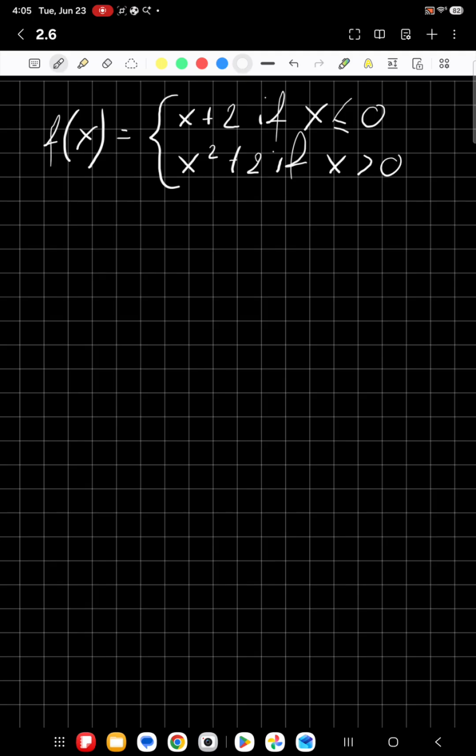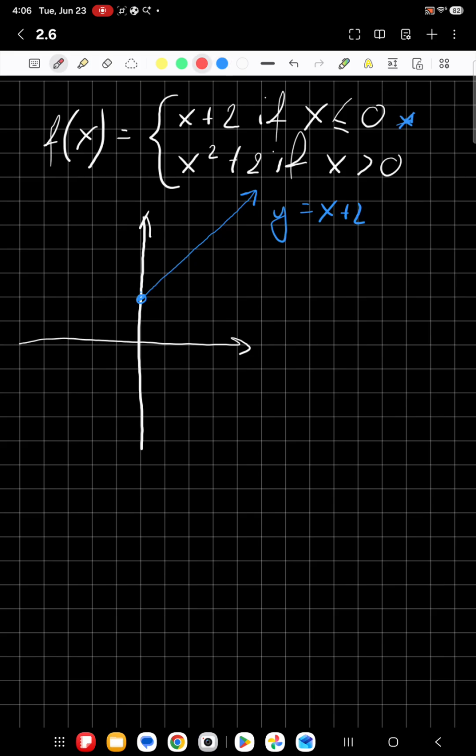Okay, so let's graph it. In blue, x plus 2. I'm not going to graph it the way I did before, we've already done it. So this one is y equals x plus 2. And then we had the other one, let me use yellow. That's the parabola. Okay, so here it is.